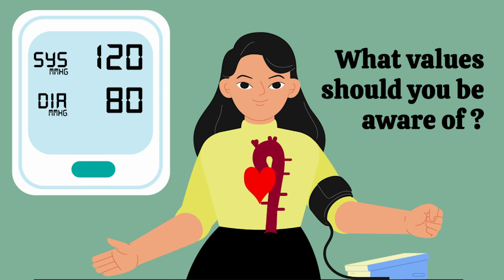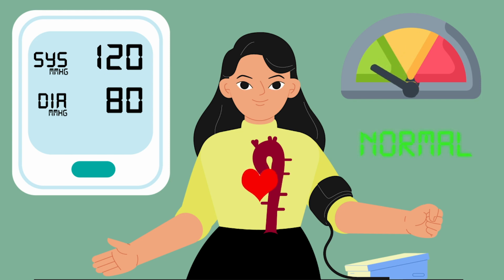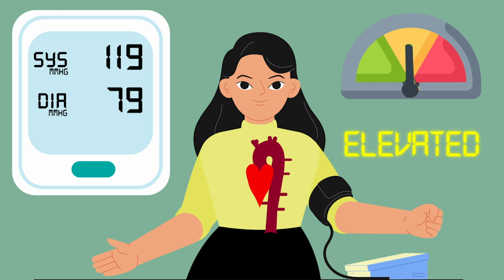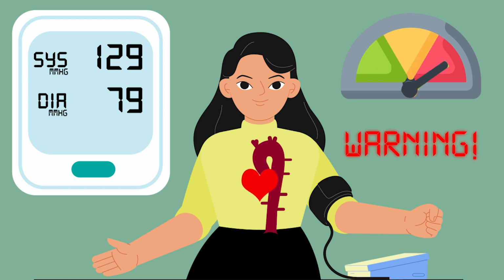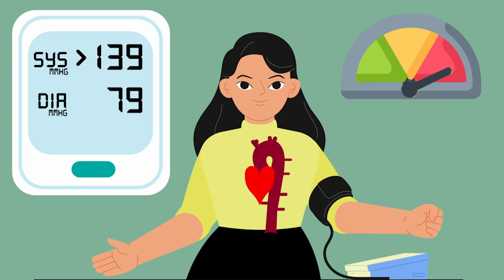What numbers should we be aware of when reading the blood pressure values? Normal blood pressure is when the top number is 119 or below and the bottom number is 79 or below. Your blood pressure is elevated when the top number is between 120 and 129 and the bottom number is 79 or below. What you really call hypertension, aka high blood pressure, is when the top number is 130 or above and/or the bottom number is 80 or above.